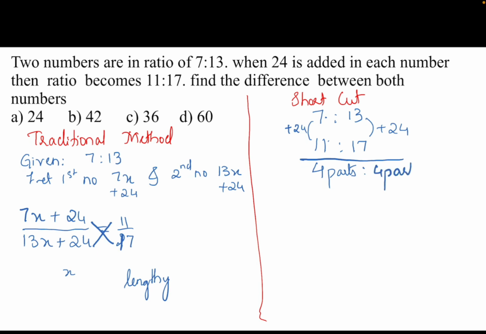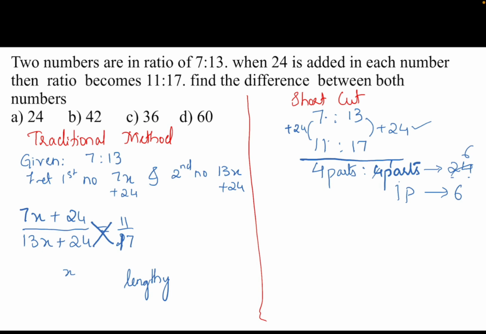So this 4 parts change occurred when the numbers were added with 24, isn't it? So 4 parts I can directly equate it to 24, isn't it? So if 4 parts is 24, then we want the difference between both the numbers, isn't it? Then one part will be how much? One part will be 6. 4 ones are 4, 6 are... So one part will be 6.